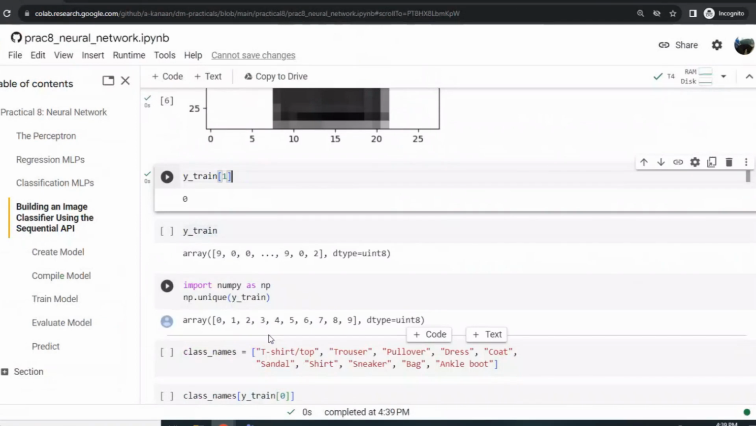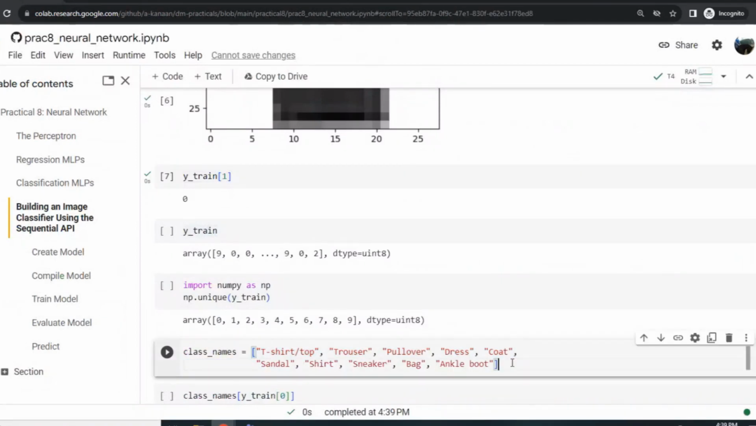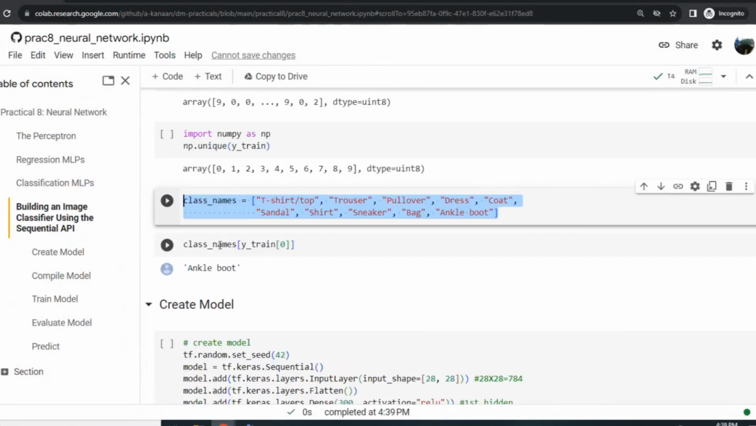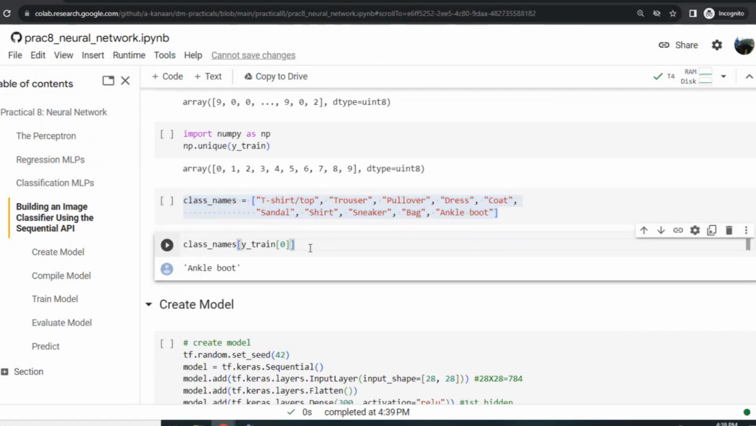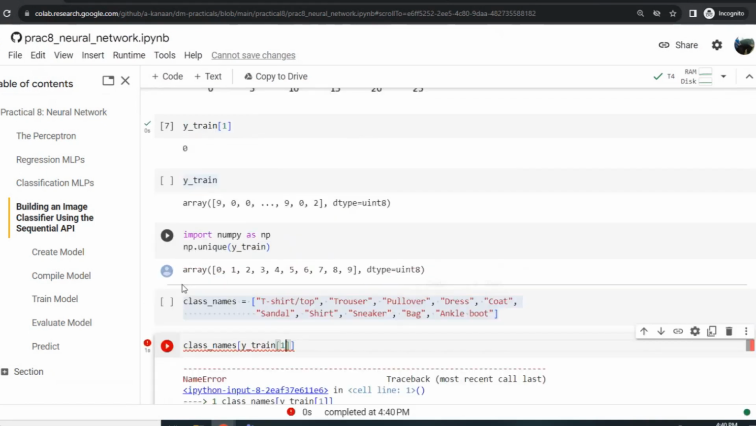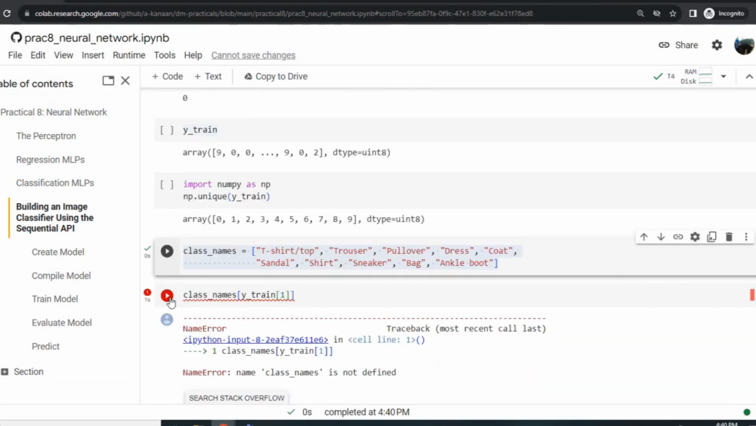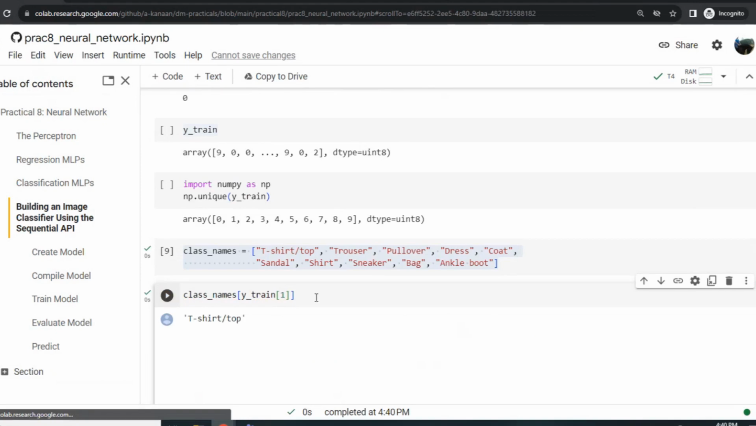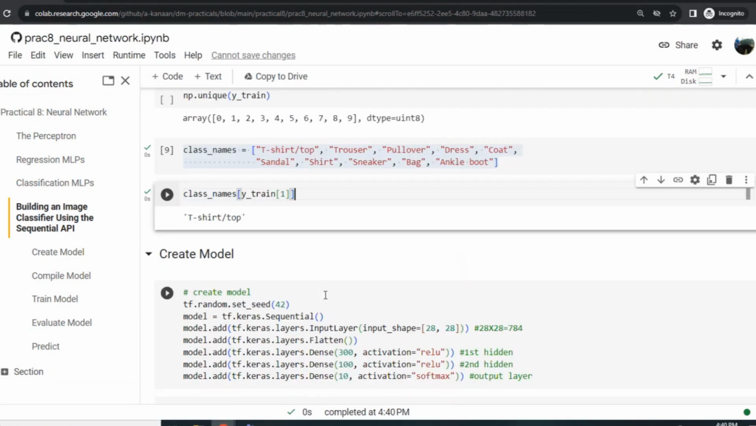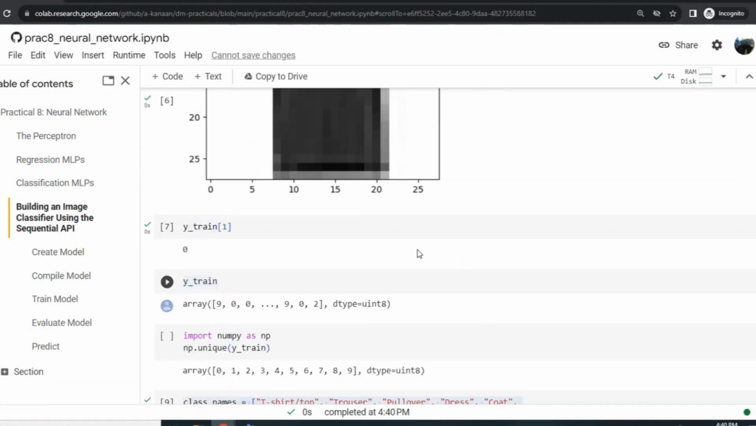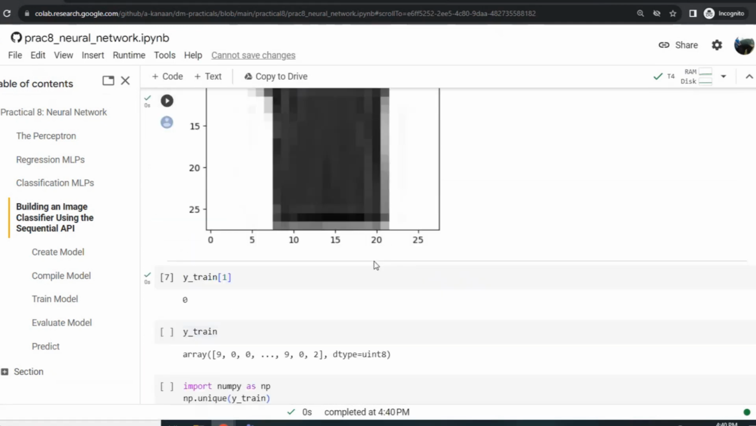Anyway, the class names have already been provided to you here. If you want to check what class name corresponds to a label value, you can use this line. Again, for 1, it is t-shirt. But make sure you run this line first, then this one. Okay? So now we have understood our data set.